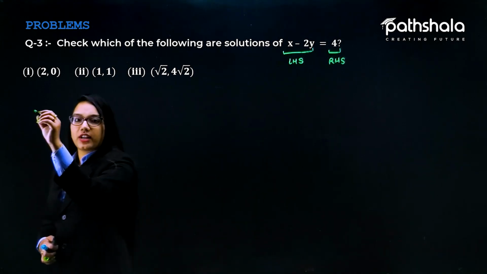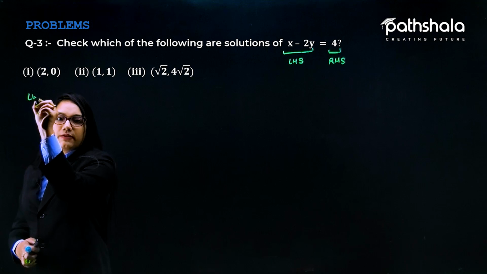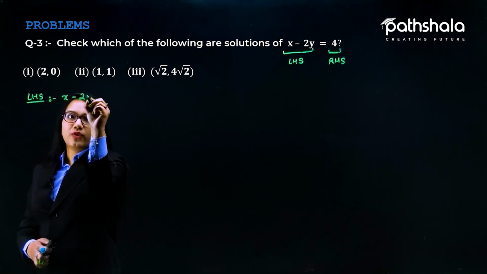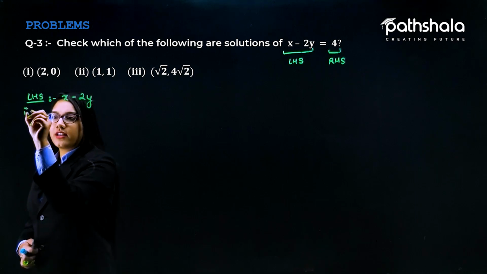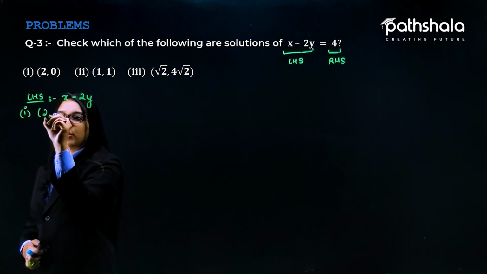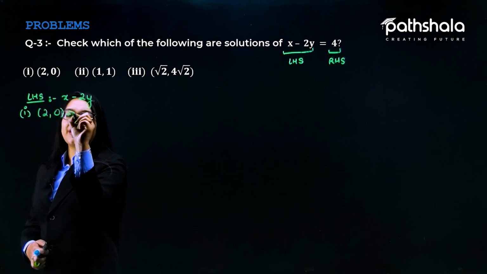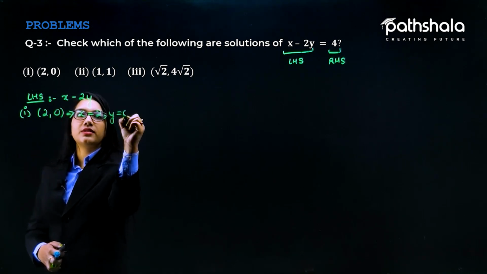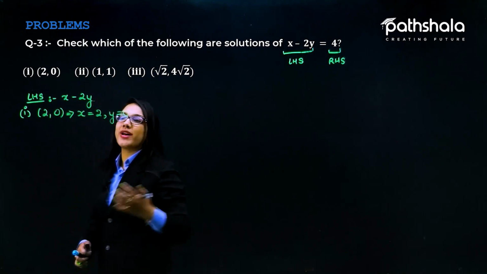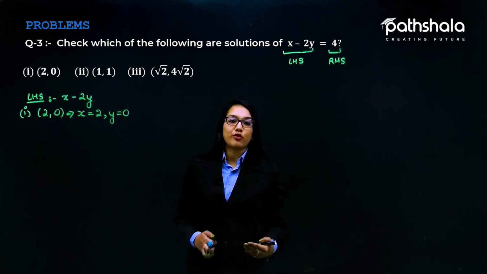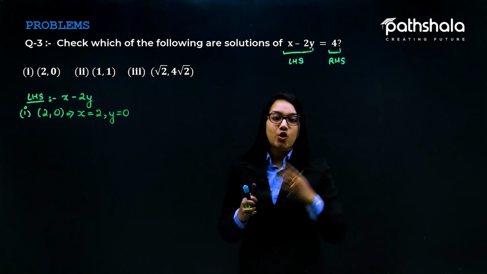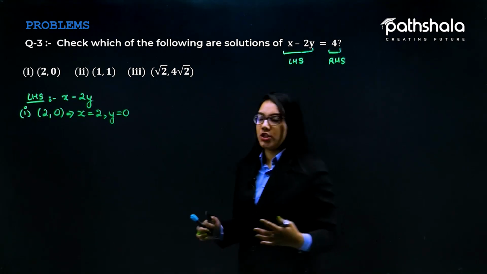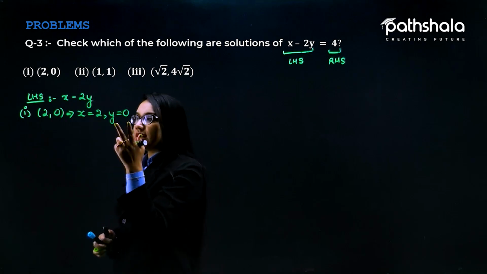So we have the LHS as x minus 2y. Let us take the very first part, 2 comma 0. It means we can write x as 2 and y as 0, because we have 2 comma 0, which is expressed in coordinate form, x comma y. So x is 2 and y is 0.